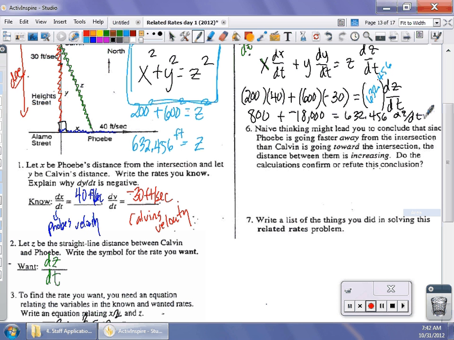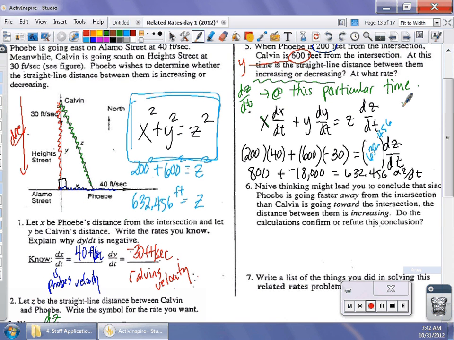I'm going to divide that by 632.456, and that gives me dz/dt. Let's do that in green. If you calculate that out, dz/dt turns out to be negative 27.196 feet per second.